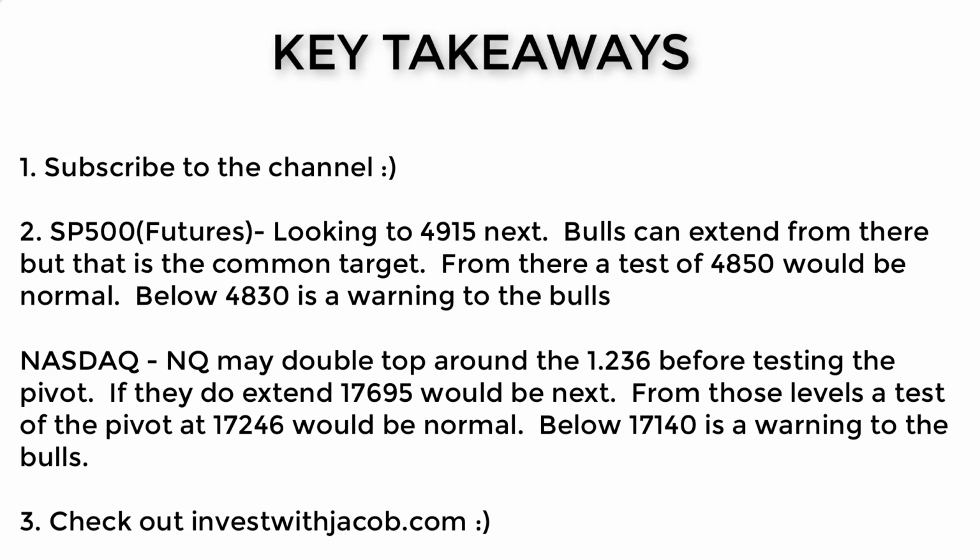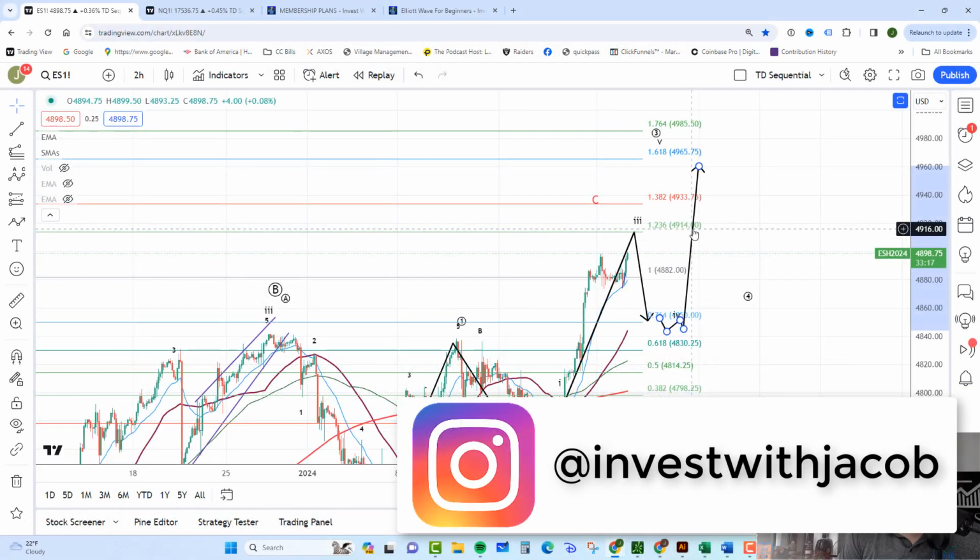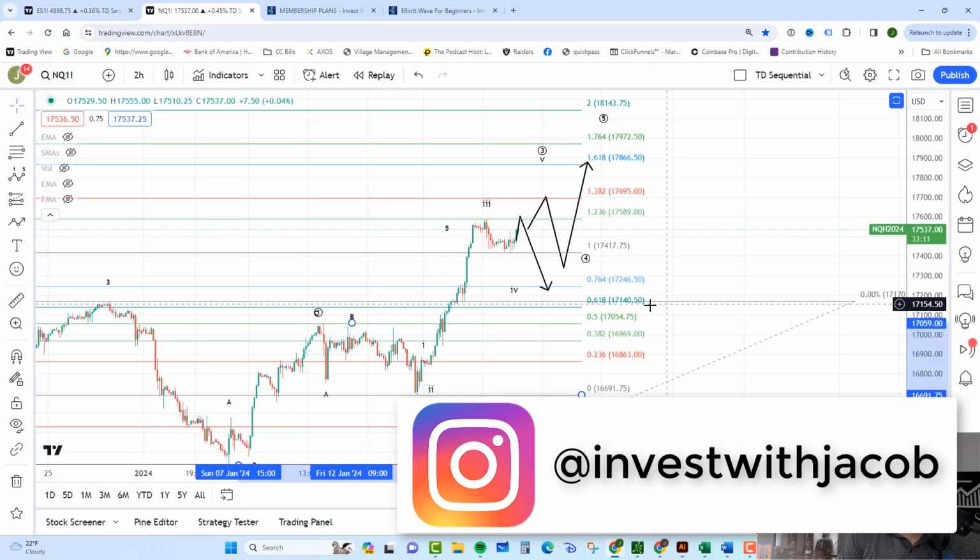Key takeaways for today: have pretty clear parameters here for the bulls. As long as they can stay above 48.30, the market remains in a bullish structure, and we'd be looking higher toward the 49.15 area next, then 49.65 after that. Over on the Nasdaq, same situation, bullish structure. As long as we're over 17,140, the market remains bullish. We would look for a pullback to test the pivot, and then the next higher number would be 17,866.